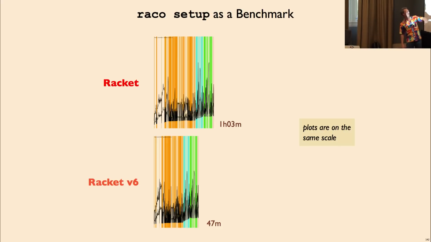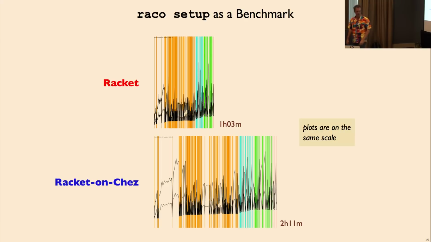5 minutes, all right, good. So anyway, it used to be 47 minutes. When we re-implemented the Racket macro expander, it went to 1 hour, and now Racket on Chez, it's 2 hours. So how often do you recompile Racket? A handful of people here all the time. Most of you never do. You would just download it.